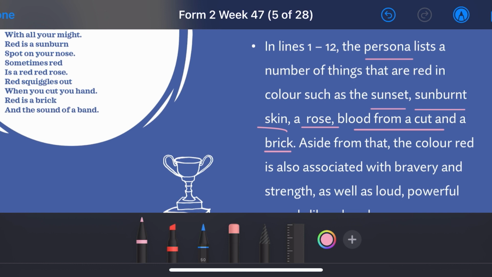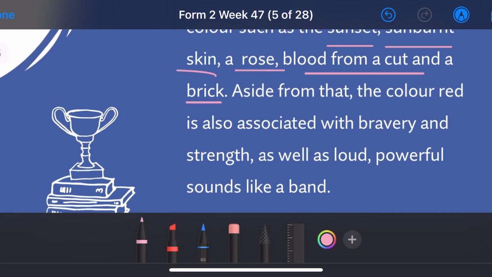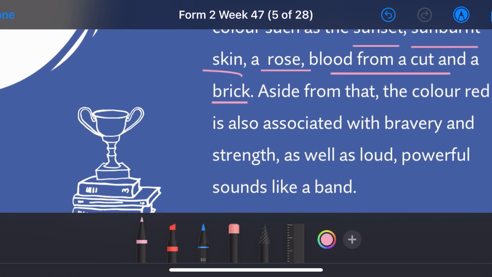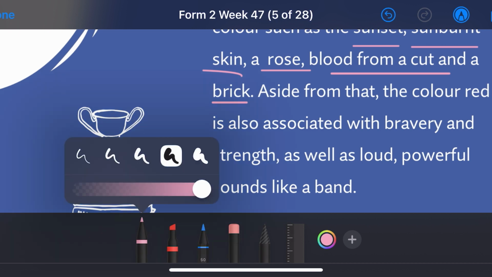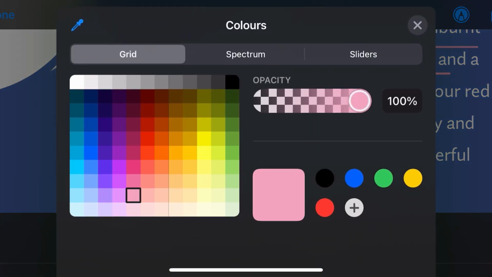So, the persona lists a number of things. Benda yang kita selalu tengok, and that is red in colour. Okay, selain daripada tu, the colour red, selain daripada dia cerita pasal benda, dia juga kaitkan warna merah tu dengan barang-barang. Okay, barang apa? Barang pula.